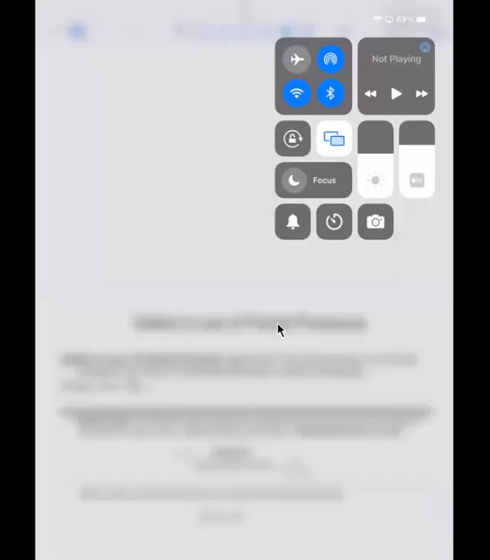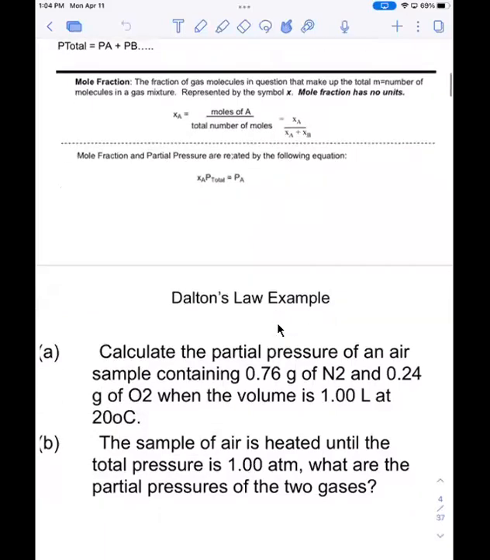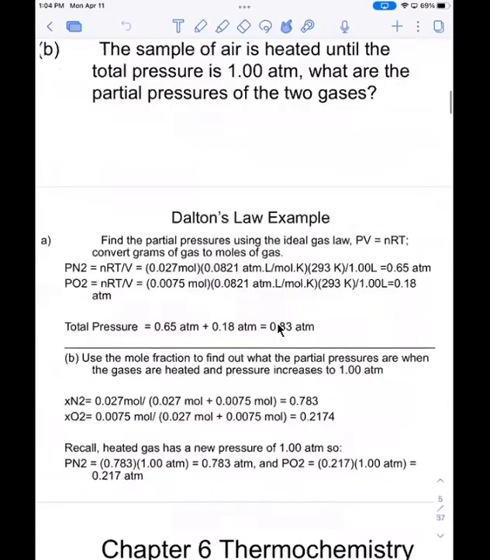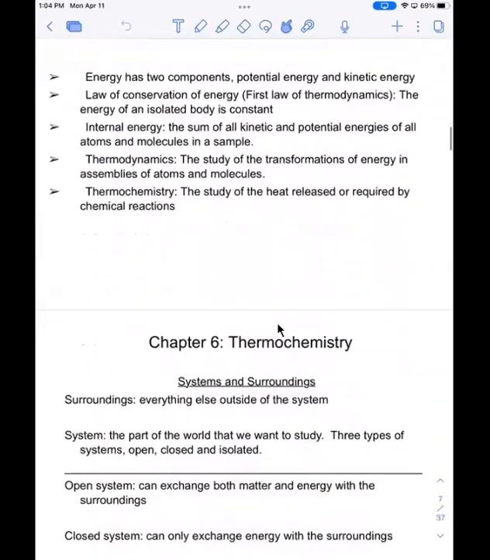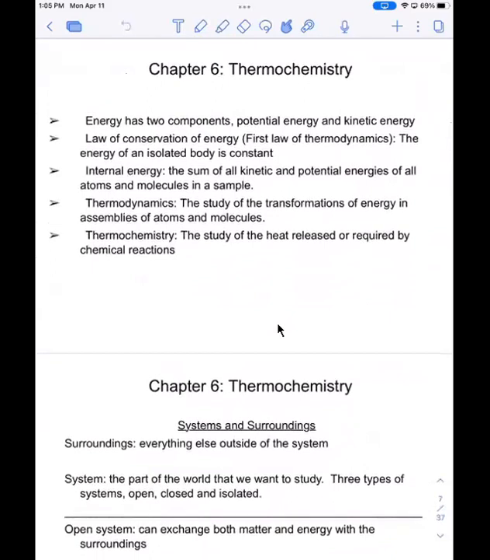All right. So let me move to here. Because we started on Monday talking about thermochemistry, and we talked about energy. One second.